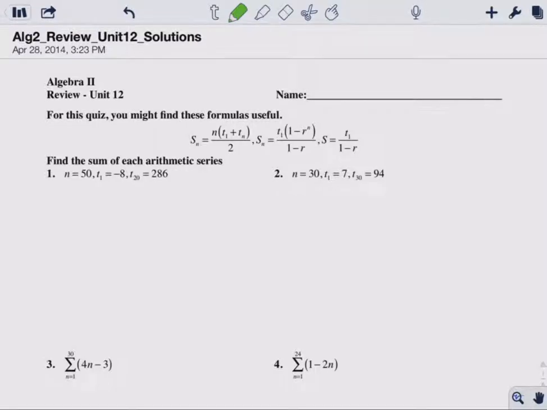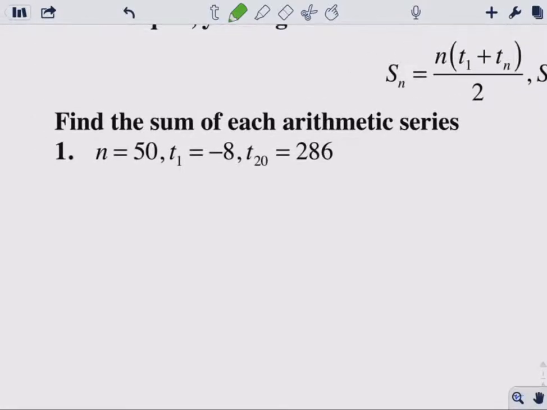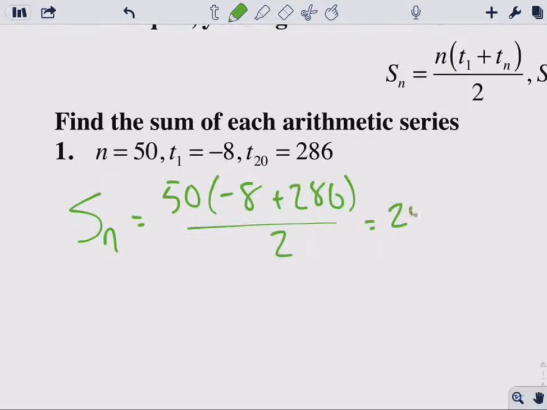Okay, this is Unit 12 review from CP Algebra 2, page 1. Alright, so we're finding the sum of each arithmetic sequence, so that means we're going to use that formula there. Okay, so S sub n is equal to 50 times negative 8 plus 286 over 2. So that's equal to 25 times 278. Okay, and so if we just do that on the calculator, 25 times 278 equals 6,950.